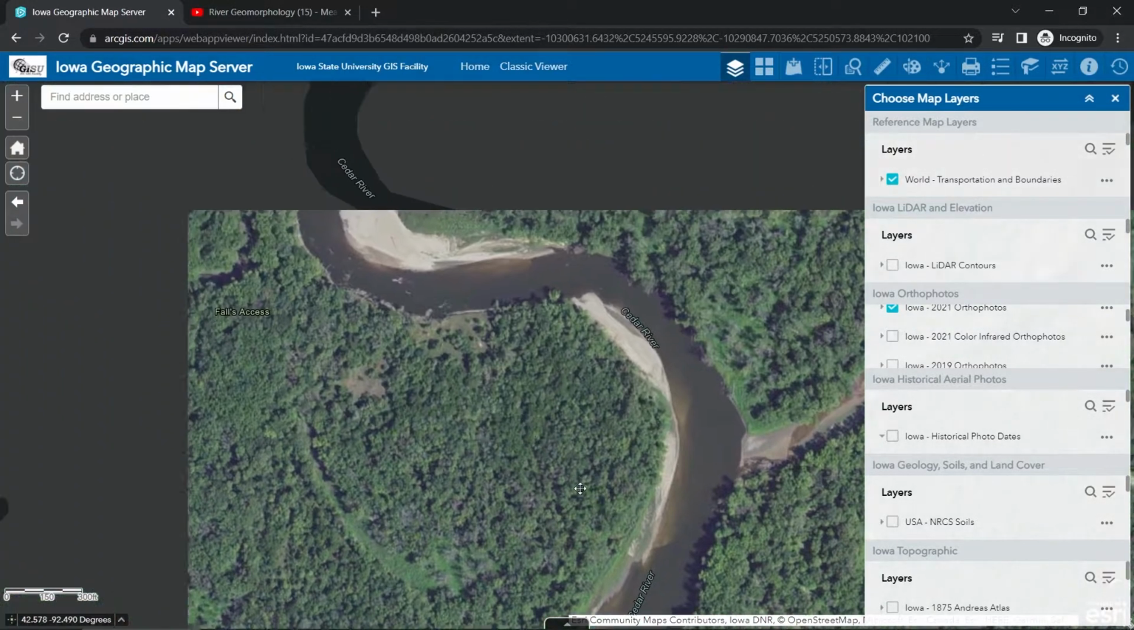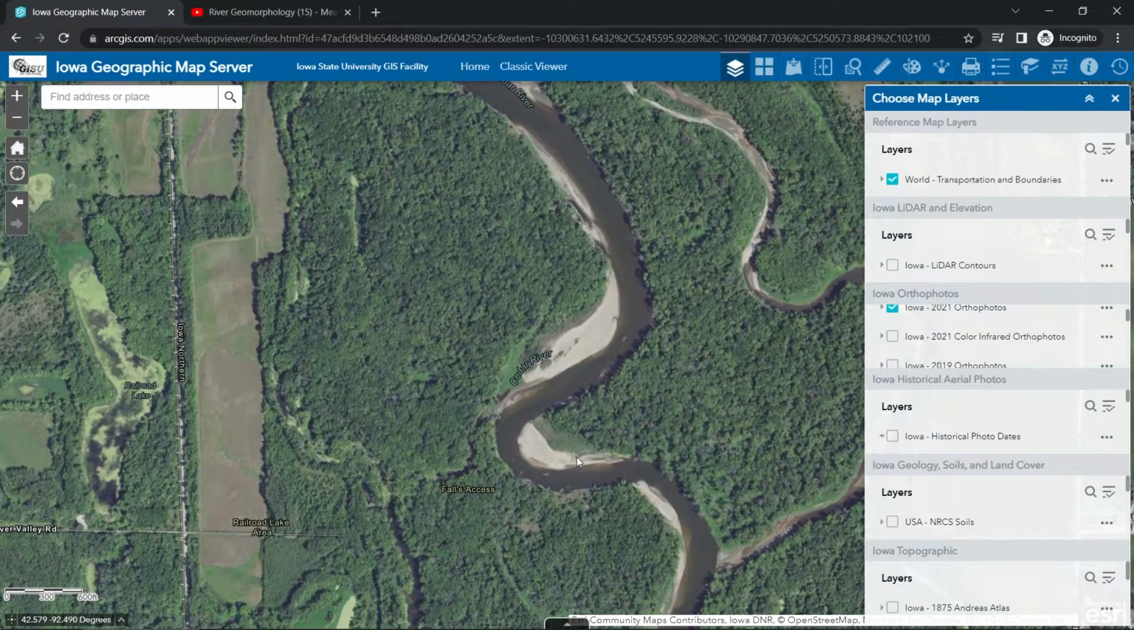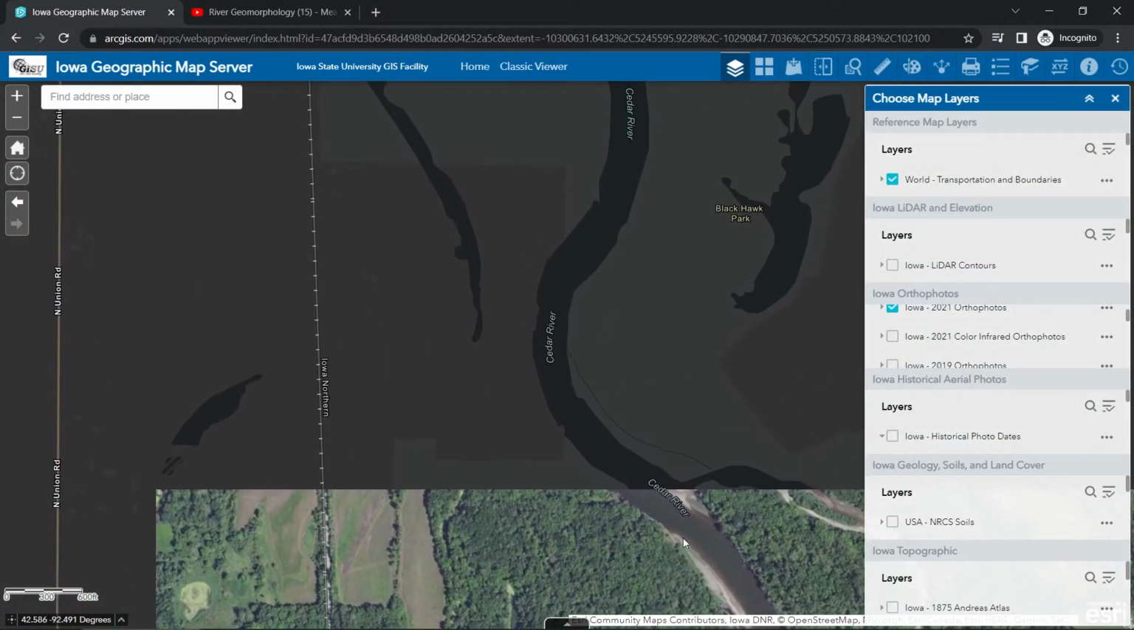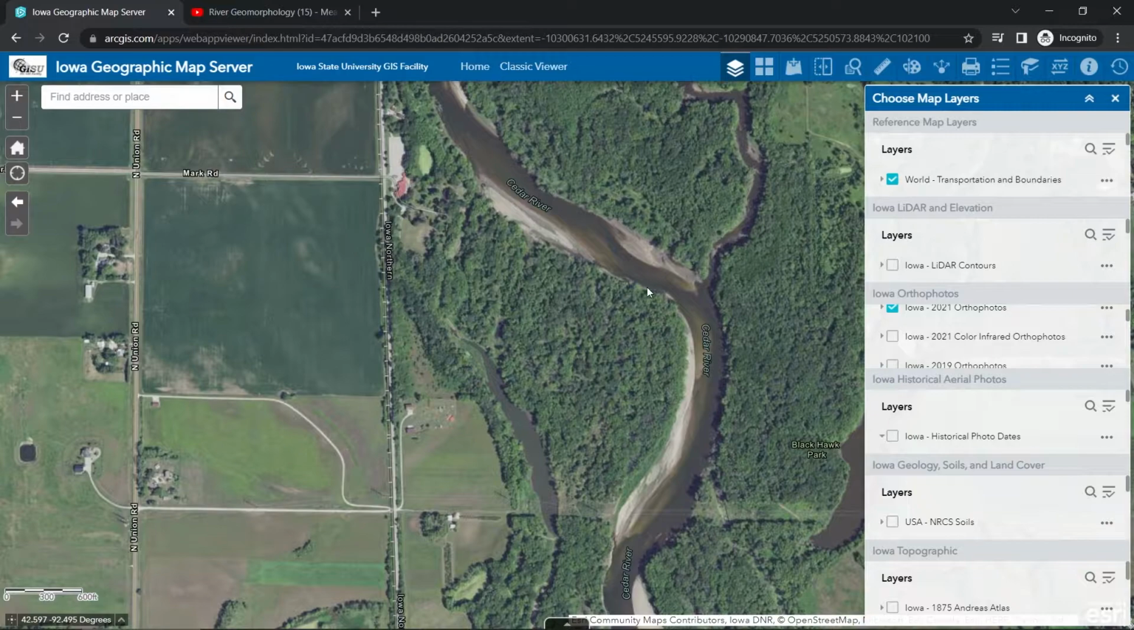And then if we go upstream further, we get into a more meandering section, and we end up with a nice series of point bars on the insides of the meander bends. And then upstream again, another point bar on this meander bend. This meander bend has a long, trailing lateral bar.